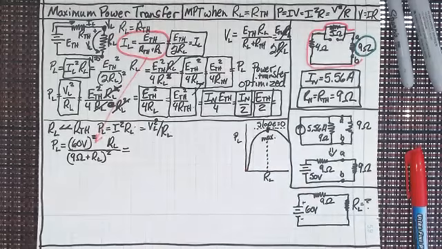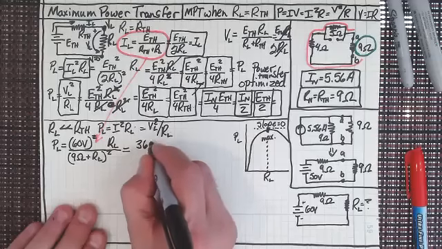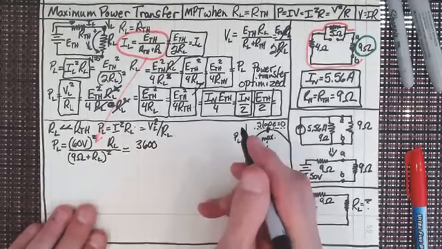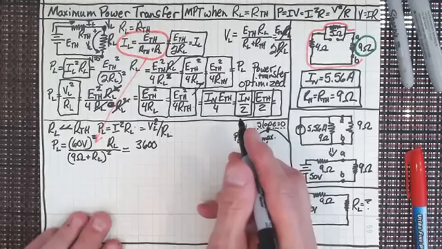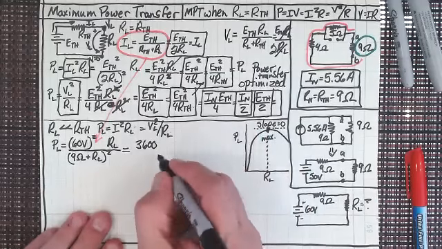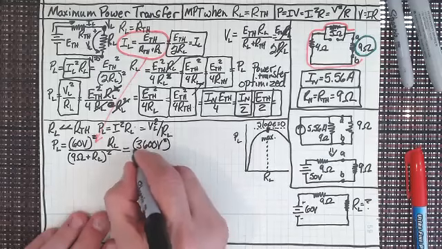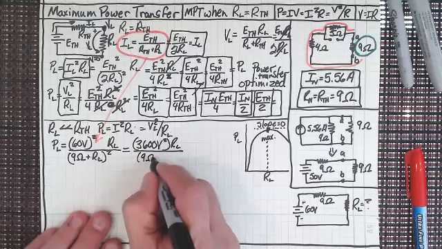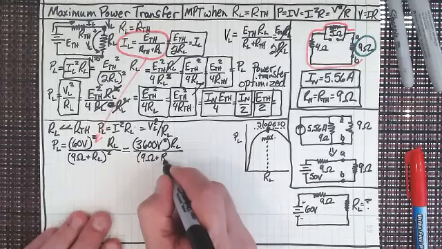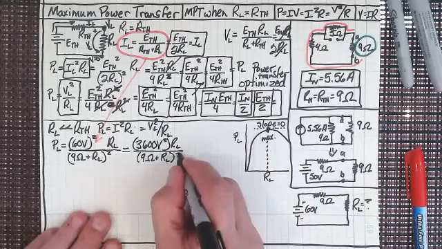Can we simplify that equation at all? Sure, I could say that this would be 3,600, and that's 60 volts, so that's 3,600 volts squared times R sub L divided by 9 ohms plus R sub L, whatever that turns out to be. And that, of course, is squared.